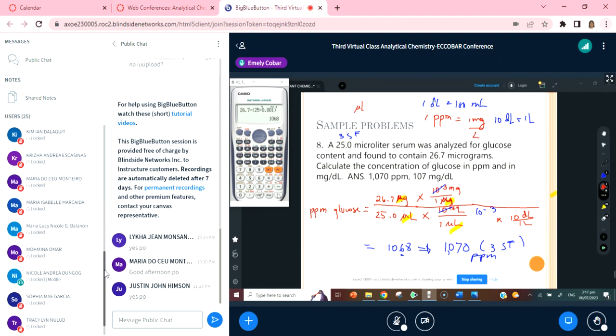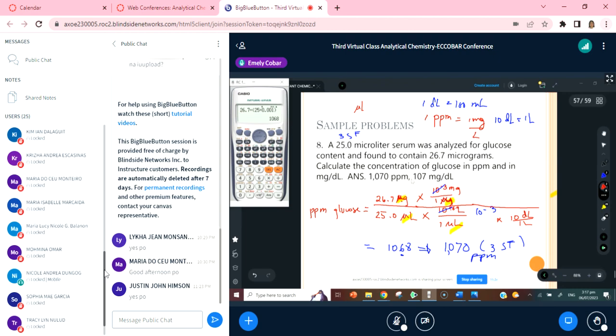1,068, and with three significant figures, meaning you round off to the tens place value, you'll get 1,070 ppm. Okay? So yun, nasagutan na yun, 1,070 ppm.